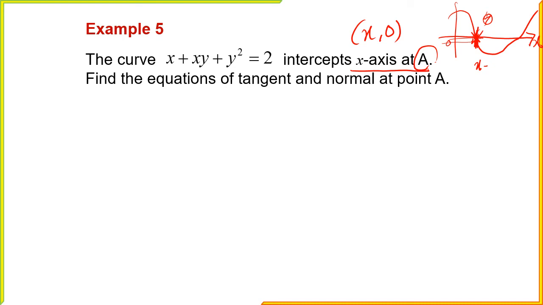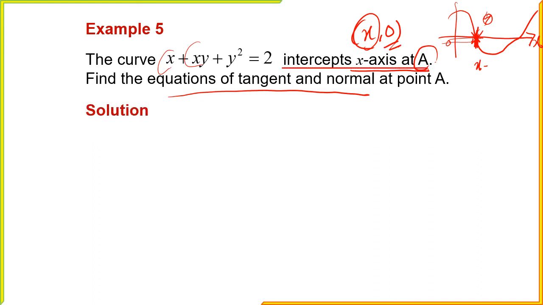The question here is to find the equation of the tangent and normal. First of all, we need to know what this point is. We know already y equal to 0, which means we can find the value of x by substituting y equal to 0. So y equal to 0: x plus x of 0 plus 0 squared equal to 2. So x equal to 2. So the coordinate here is (2, 0). So we can find the gradient mt of the tangent and the gradient of the normal, because we know already the values of x and y.